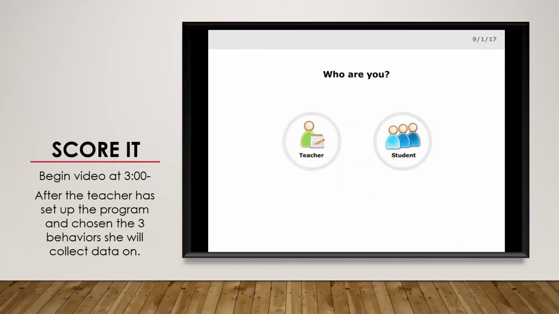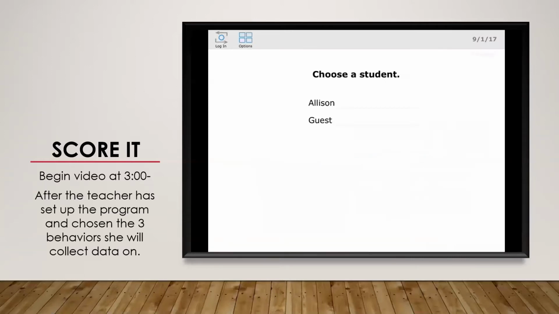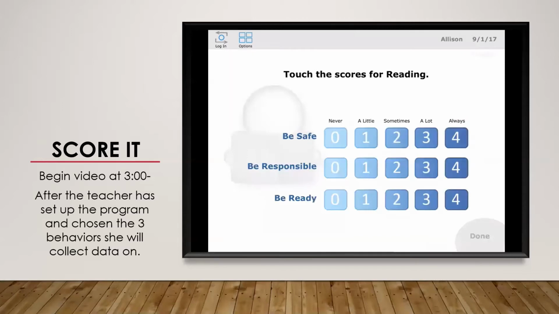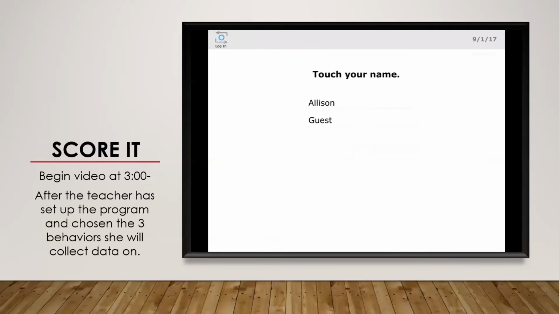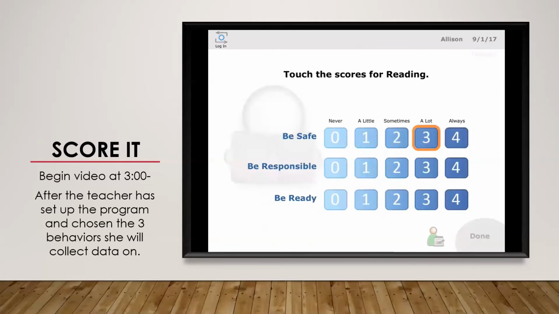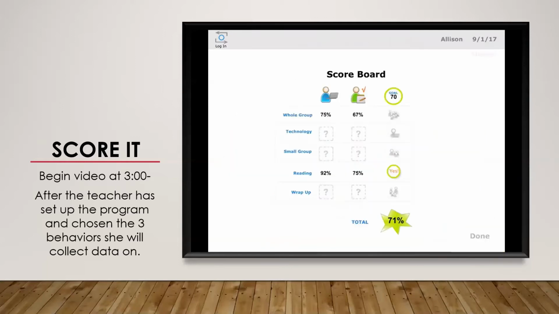So as you transition from whole group to a different instructional activity, once that instructional activity is over, you go through the same process again. So the teacher can go first, hit score, find Allison, and now let's say they just got done with independent reading. So we find the independent reading icon, do the same thing, hit done, and now it's Allison's turn to rate how she did during independent reading. And she did pretty well, although the scores don't match the teacher's. So again, a good chance to provide some feedback and hit done.